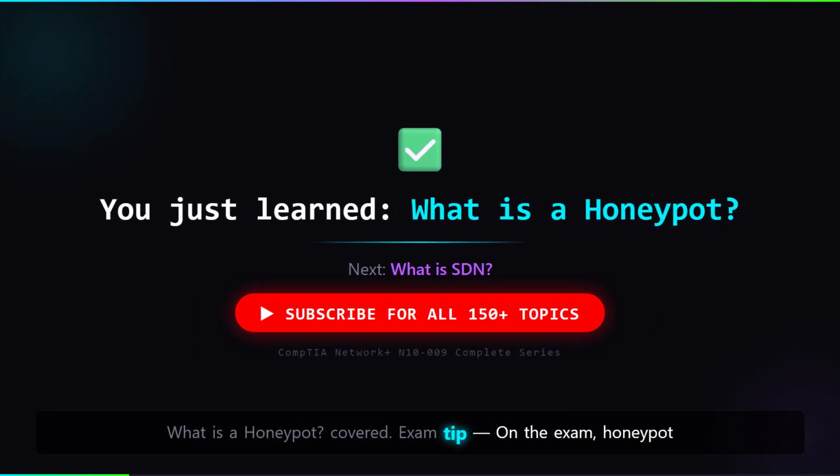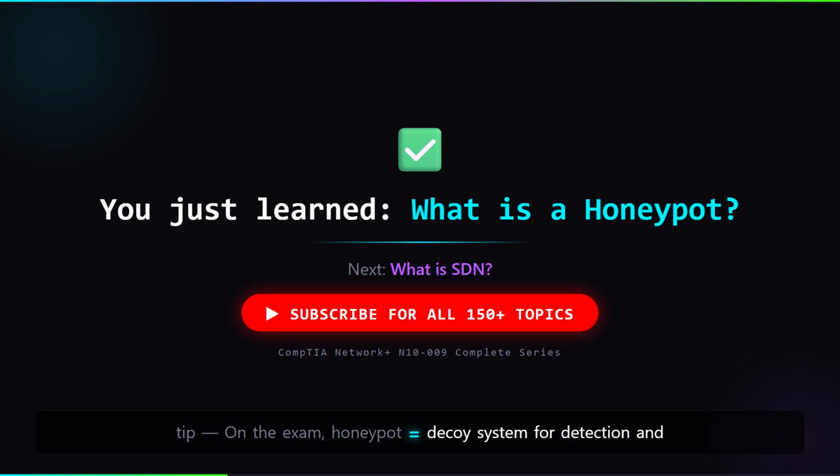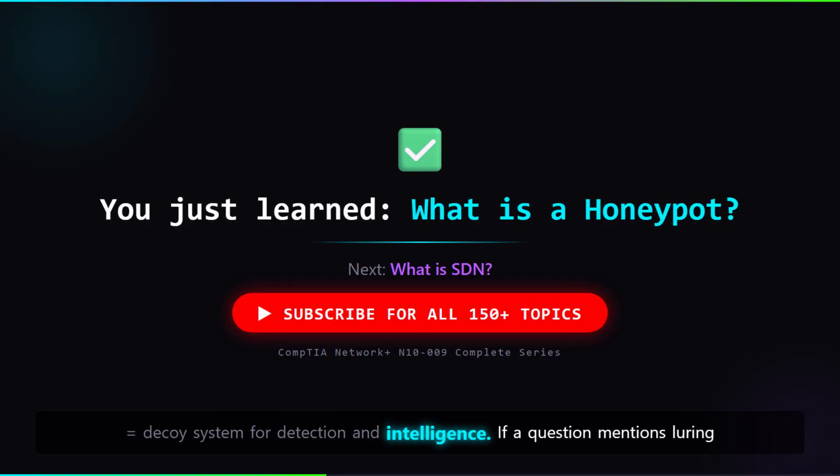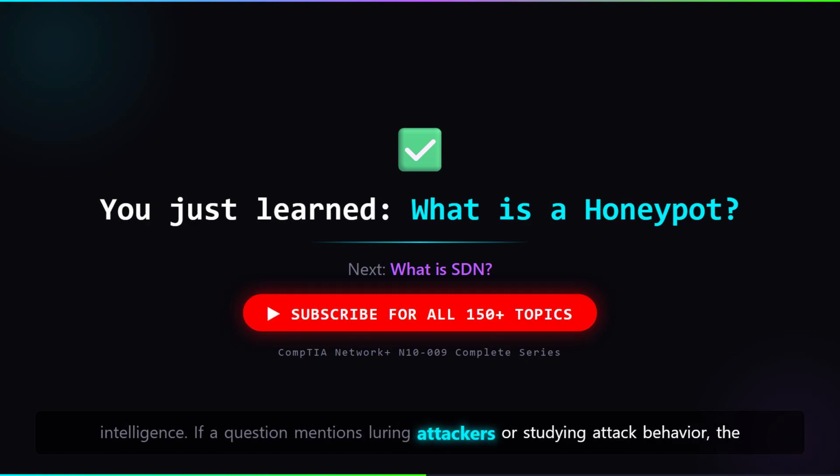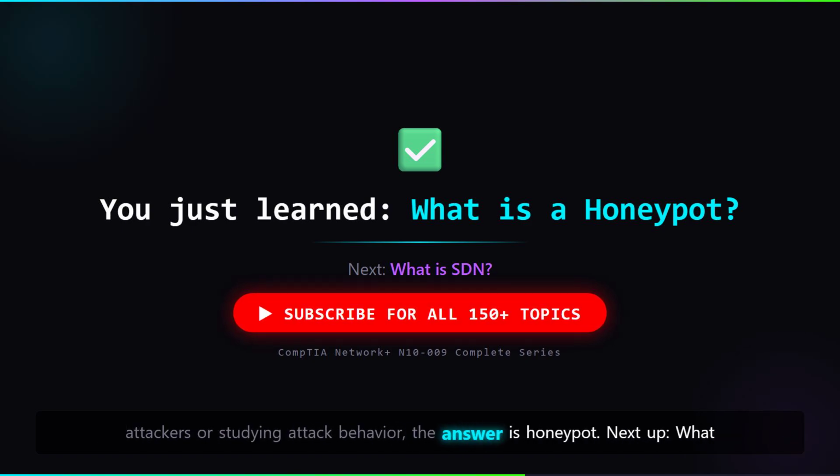Exam tip. On the exam, honeypot equals decoy system for detection and intelligence. If a question mentions luring attackers or studying attack behavior, the answer is honeypot.